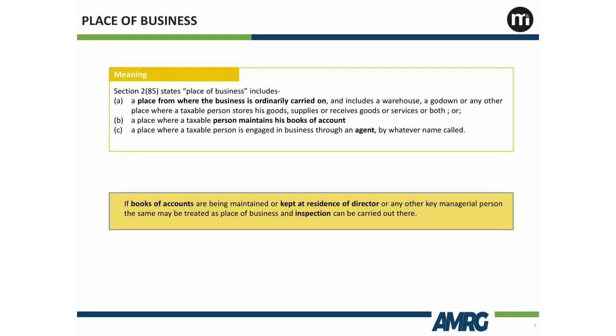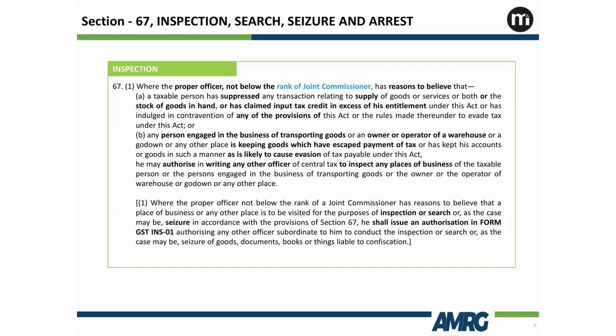Now, we'll have to go back to the main definition once again. Where the proper officer, not below the rank of a joint commissioner, this we have understood, he may authorize in writing a central tax officer to inspect any place. So please note that under the provisions of inspection, only a place of business can be inspected. Your residential accommodation, your employees' accommodation, the houses of your employees, all this cannot be inspected. So an officer or a team of officers can come to the business premises only of the taxpayer. He cannot go beyond business premises.